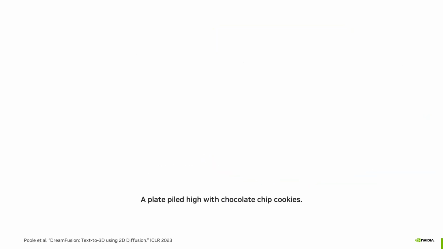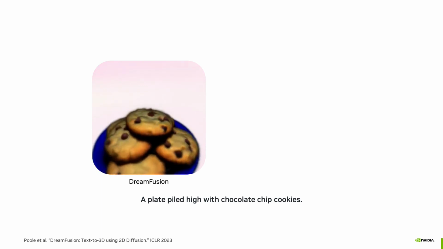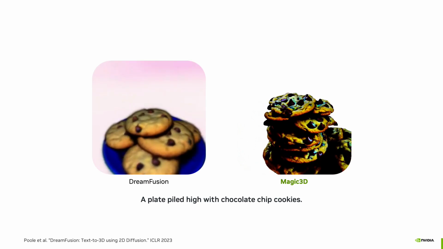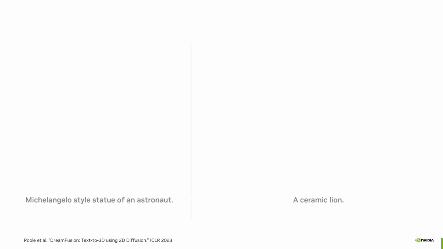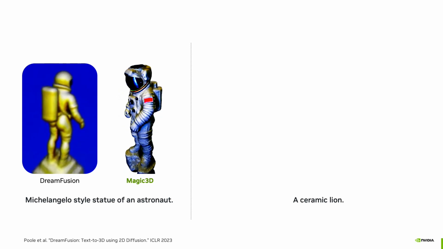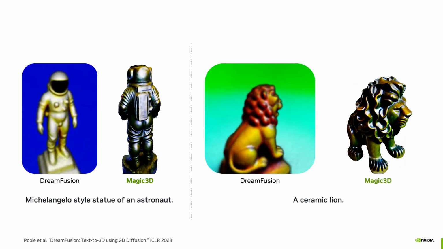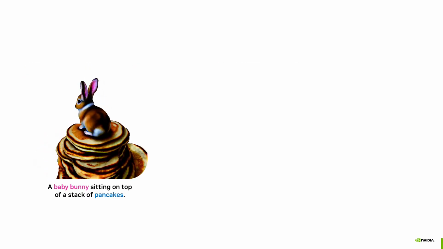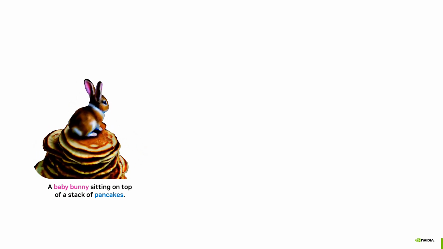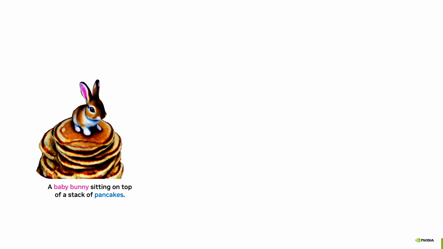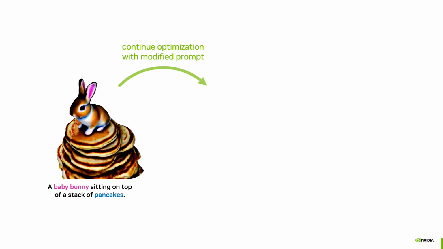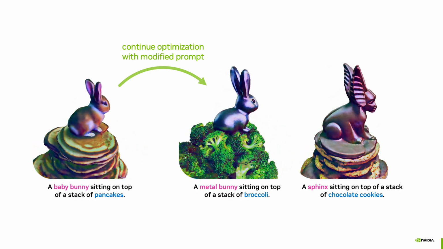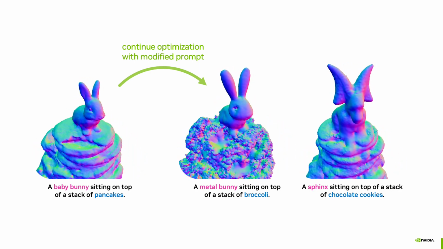We make a comparison against DreamFusion. Using the same input text prompt, Magic3D generates more detailed 3D shapes of much higher quality. Here are some more examples of an astronaut statue, as well as a ceramic lion. Magic3D enables users to control the generated 3D meshes in various ways as well. As an example, we can take an optimized 3D model and continue the optimization with a new input text prompt, and the 3D model would quickly transform into a new 3D mesh of different shapes and styles.